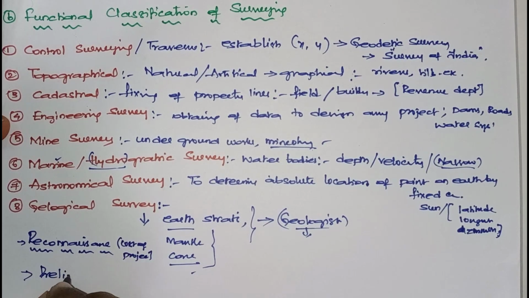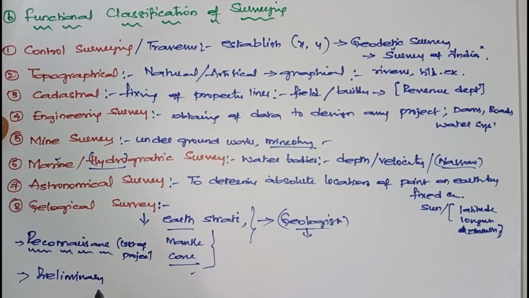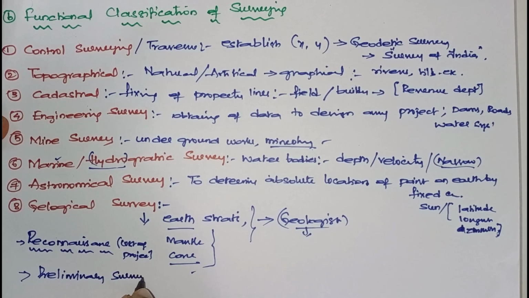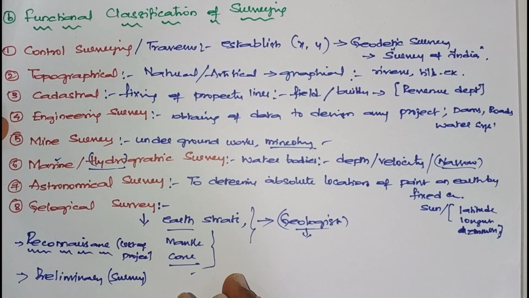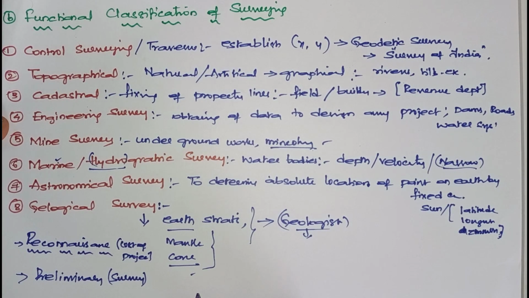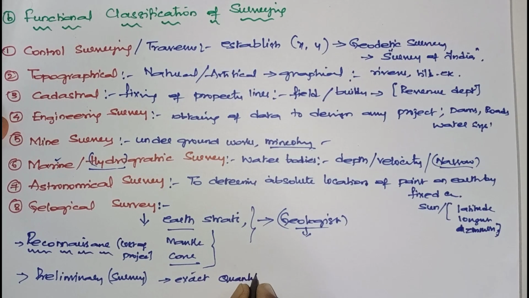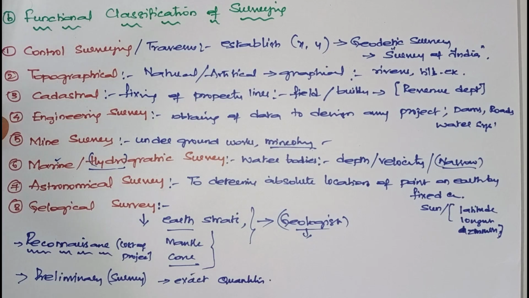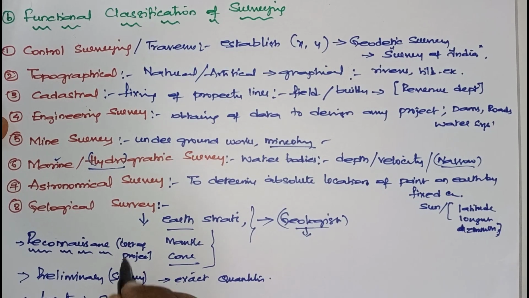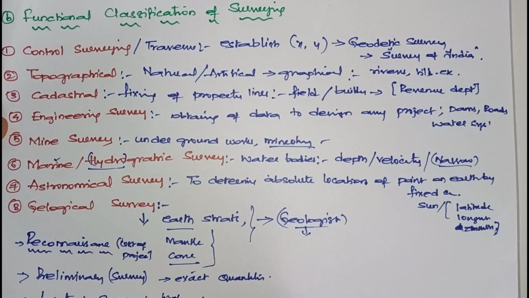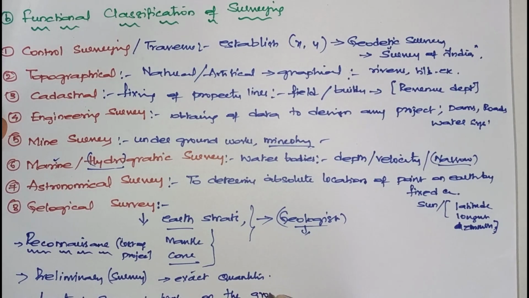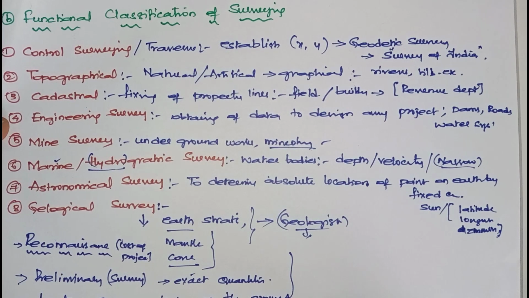Next, once it is approved, we go for the preliminary survey. What does it include? More in-depth data will be collected, and we go for the exact quantities of the work. And the last one is location survey. What does the location survey include? After approval has been done, working directly on the ground, meaning you have to implement and execute the work. This is the main thing.